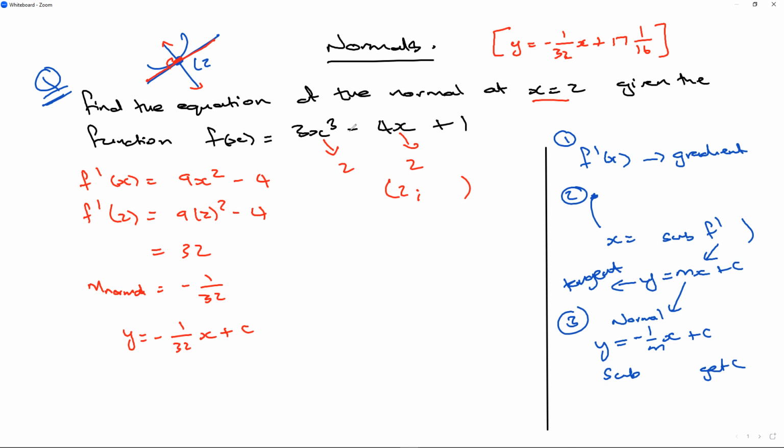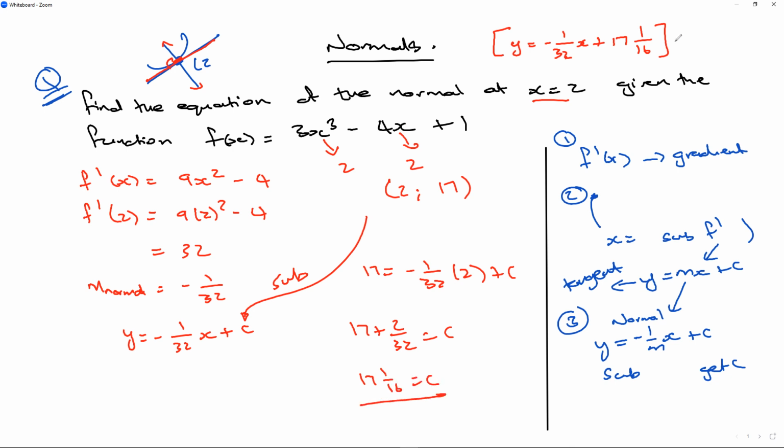By changing this value into 2, that gets us the x value to become 2. That'll become 3 times 2 cubed minus 4 times 2 plus 1, which becomes 17. And it looks like we're on the right track there. We then substitute that into the equation, and we get 17 equals negative 1 over 32 times 2 plus c. So 17 plus 2 over 32 equals c. 17 and 2 over 32, which is the same as 17 and 1 over 16, is equal to c. So that's correct. Final answer. Done.